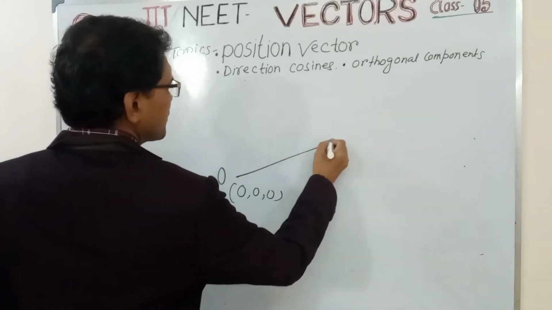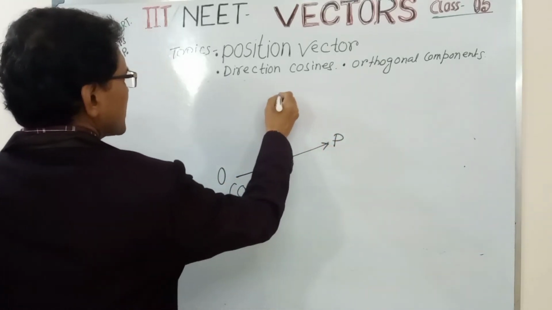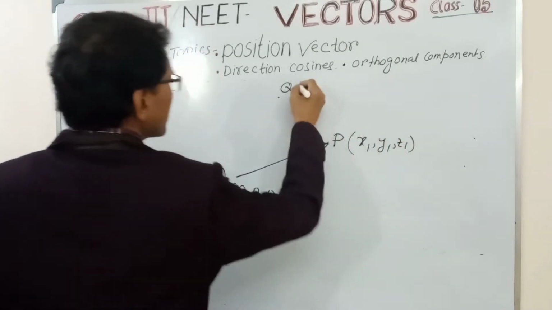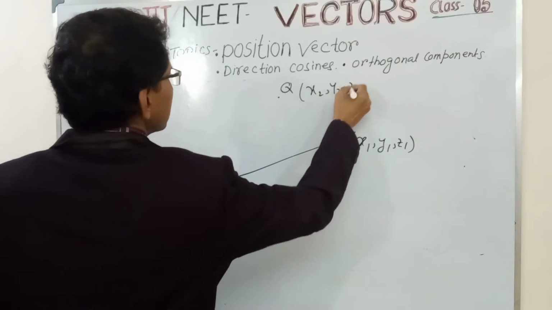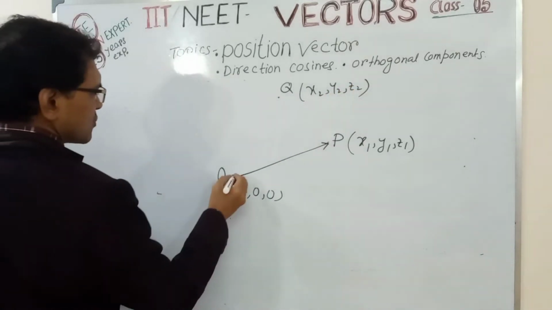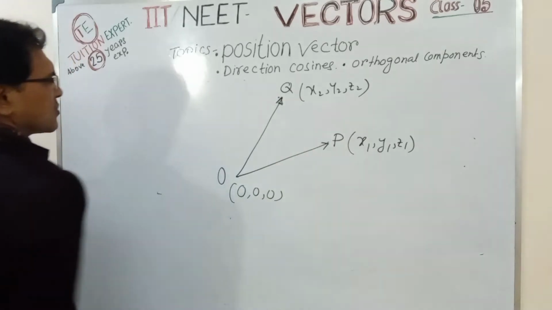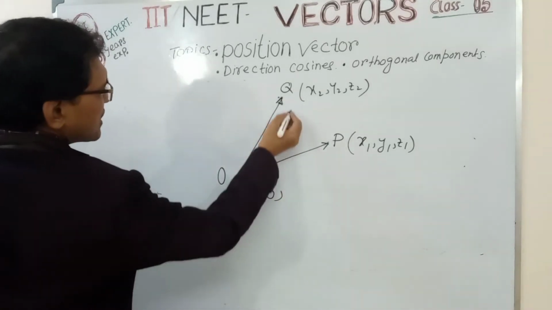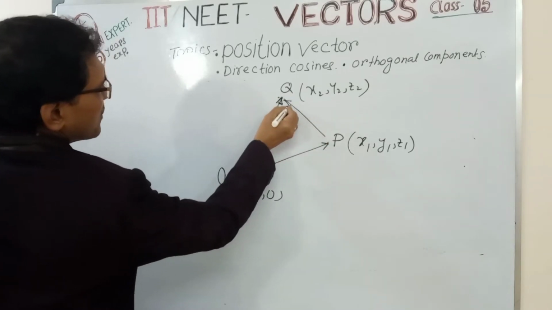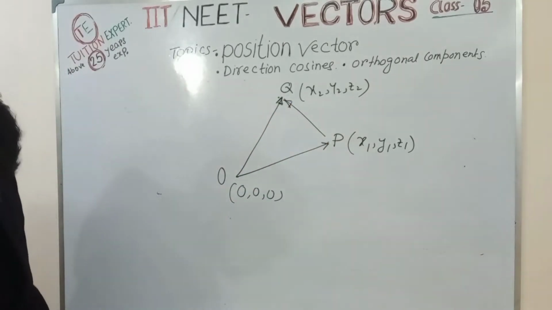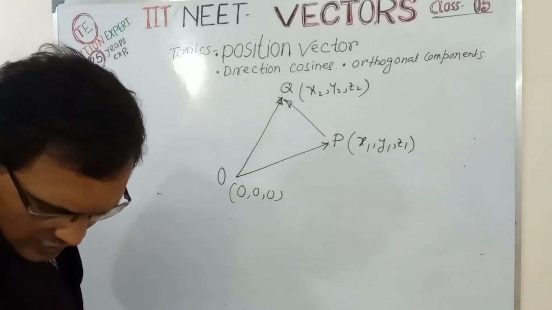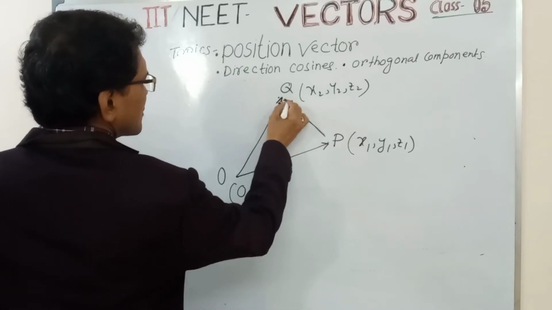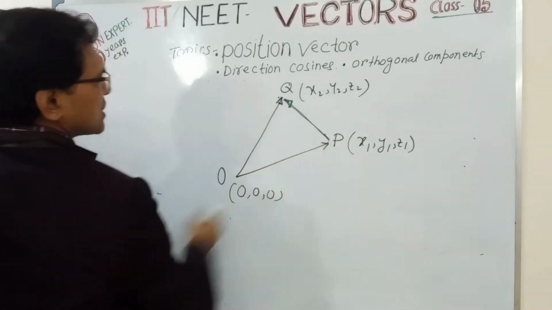And here is a point P, and here is a point Q. The coordinate of P is this, the coordinate of Q is this. OP and OQ are the position vectors. Now we have to determine the vector PQ. What is the result for PQ? That is this.